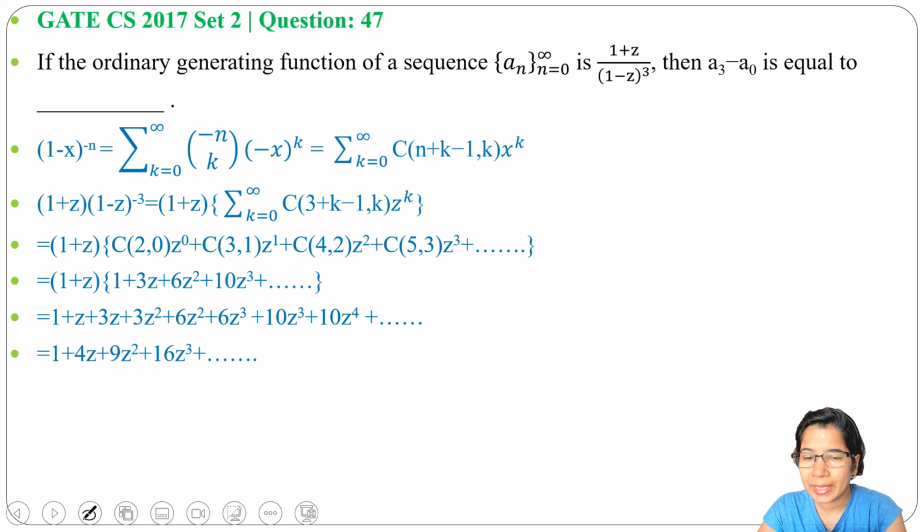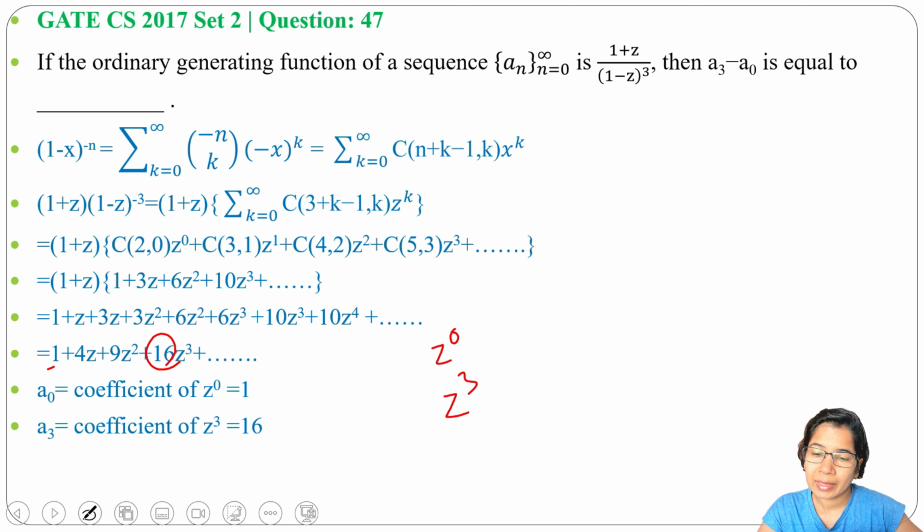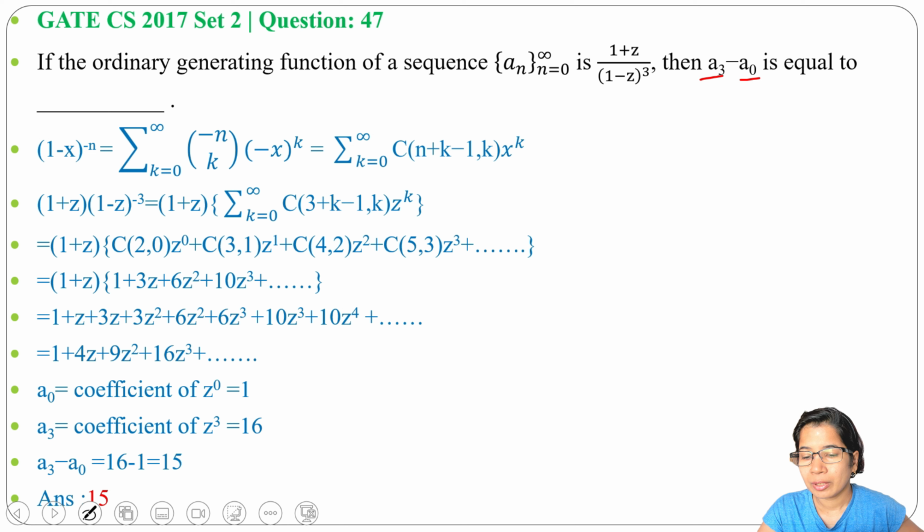So here what is a0? a0 is the z power 0 coefficient. The z power 0 coefficient is 1. So a0 equals 1. What is a3? The z power 3 coefficient. The z power 3 coefficient is 16. So a3 equals 16. We found a3, we found a0. Now a3 minus a0, that's 16 minus 1, which is 15. So the answer will be 15.